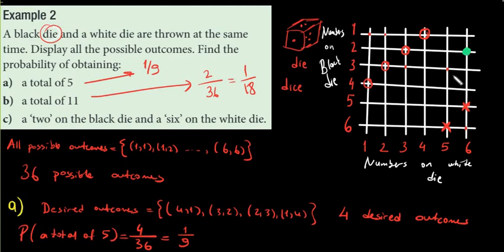So what is the number of desired outcomes here? Only 1. So 1 over, what is the number of all possible outcomes? 36. So the answer is going to be 1 over 36 for this question. 1 over 9, 1 over 18, and 1 over 36.